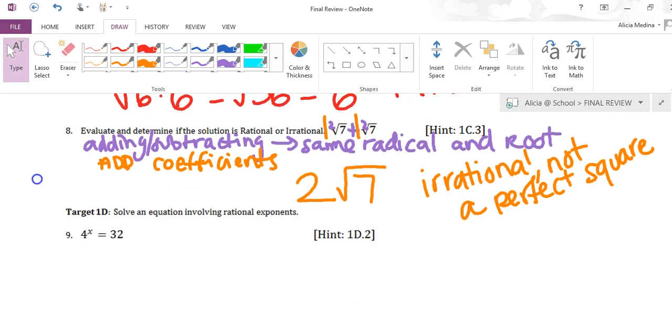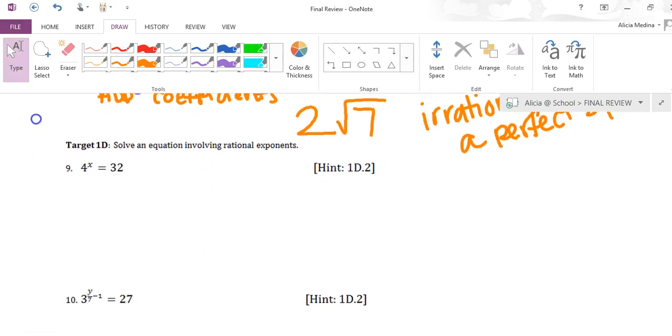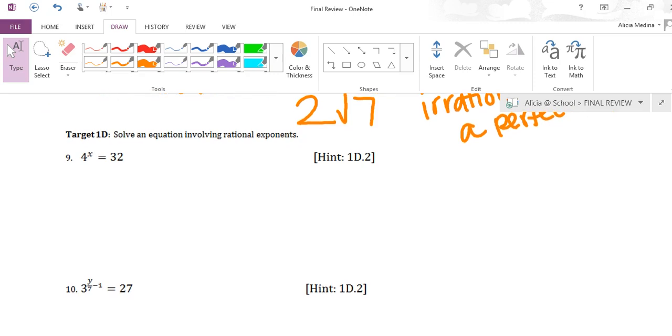Alright, last section for KC1 is target D. This is when we had to solve when our exponents were unknown, right? We have to make sure that we have like bases. So the first thing is, I have 4 raised to the x power, and then I have 32, and I have to figure out how I'm going to rewrite each of these.